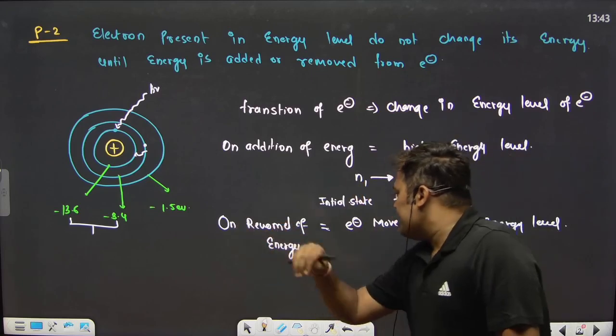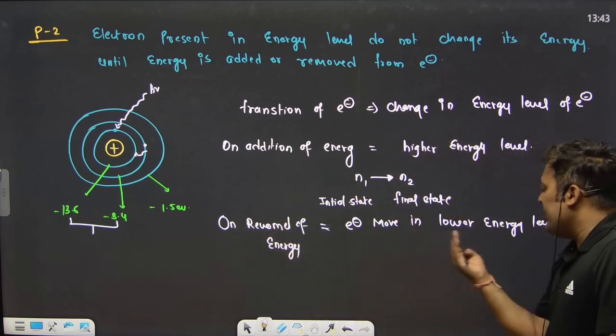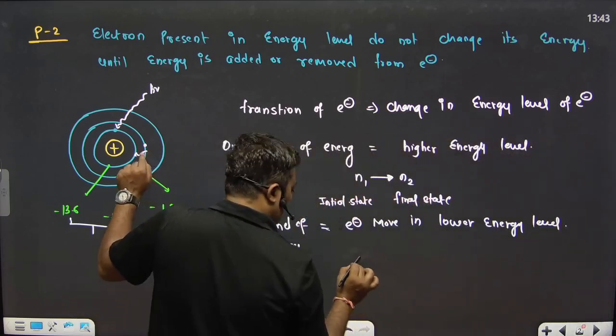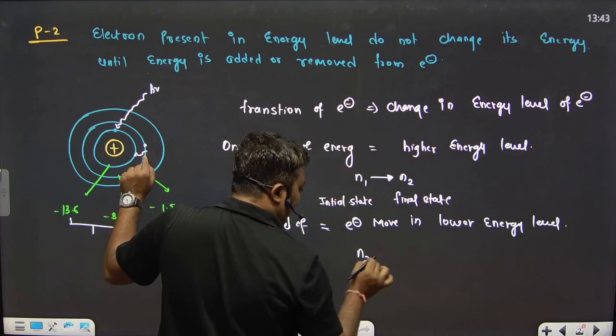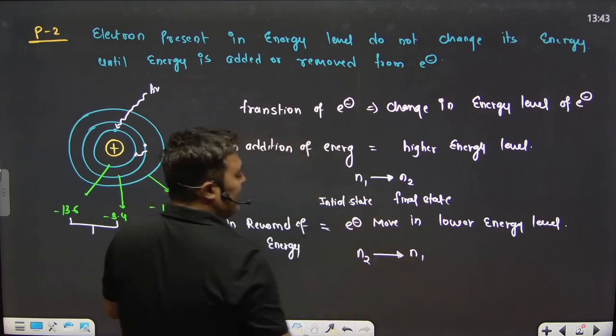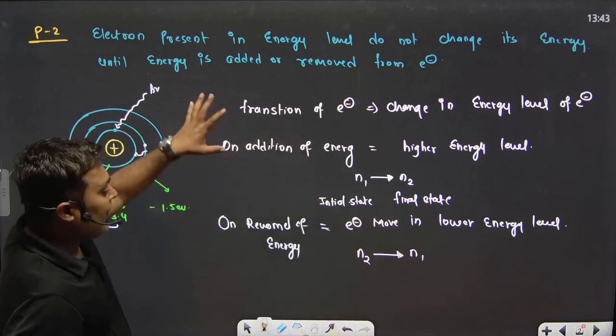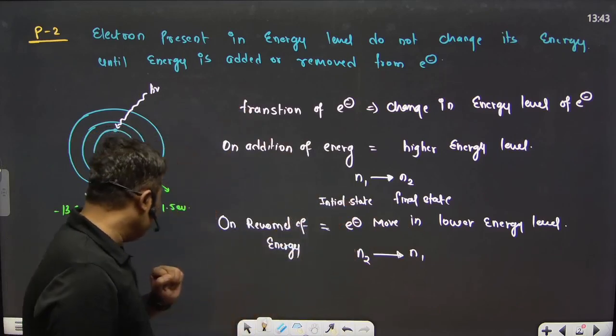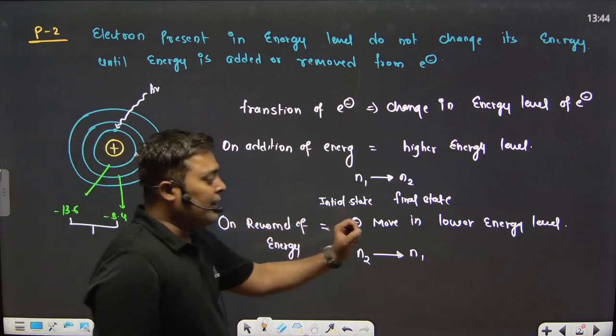On removal of energy, what will happen? The electron will move into the lower energy level, and that will again be represented by the electron moving from the initial energy level to the final energy level. So the initial energy level was n2 and the final energy level was n1. So the second postulate basically talks about the transition of the electron in Bohr's atomic model. I hope you have understood this postulate.